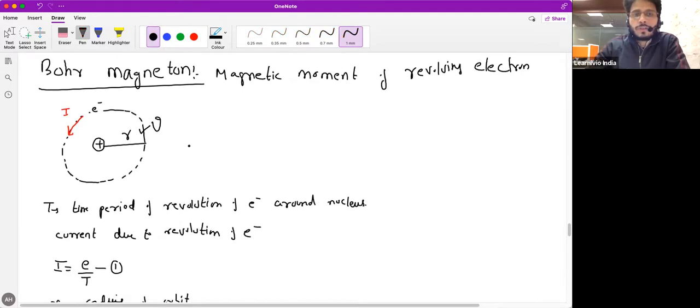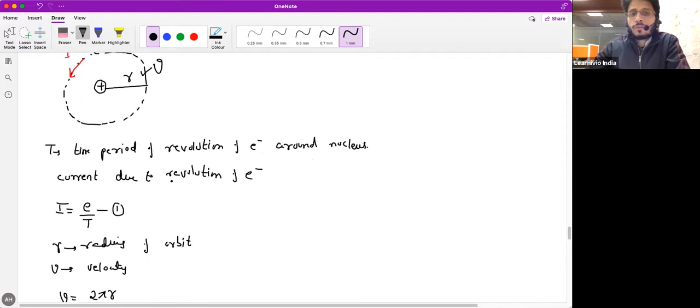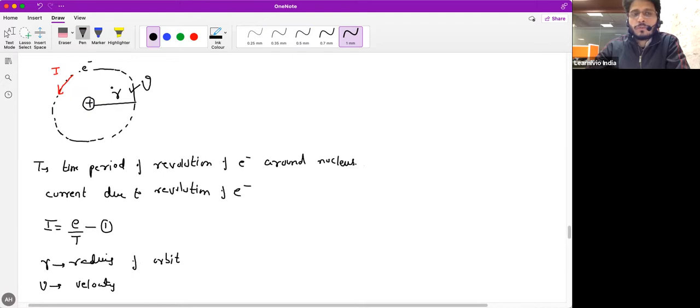Okay. So if there is motion of the electron, then you will have current. The direction of current is opposite to that of the motion of the electron. T is the time period of revolution of the electron. First of all, you have to calculate the value of current. So current is simply charge upon time, where T is the time period.